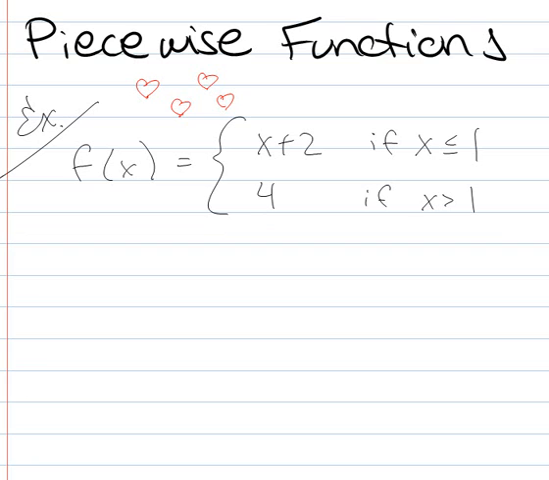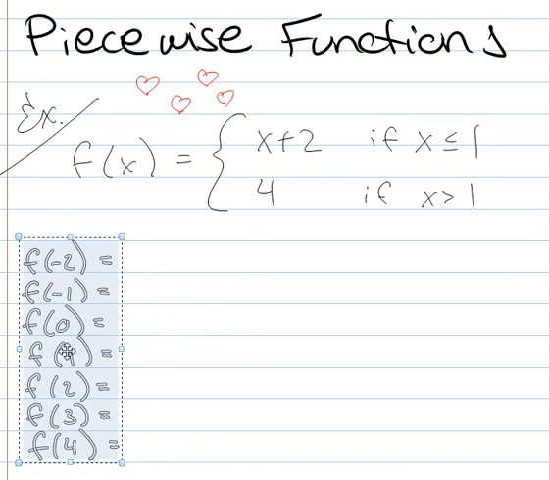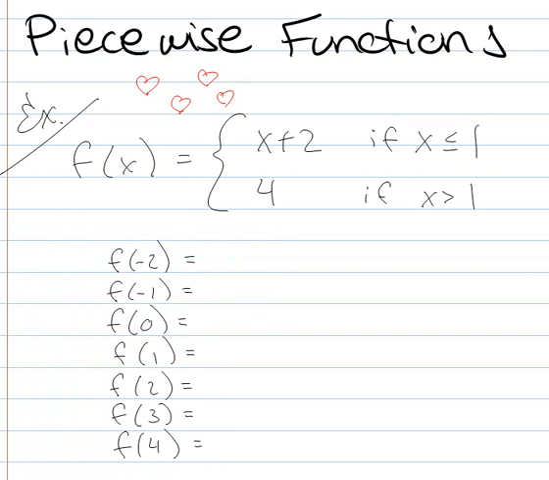All right, so let's try to figure out what all these various things are. Let's try f of -2, f of -1, f of 0, f of 1, f of 2, f of 3, and f of 4. And that's because I'm crazy. Okay? And I'm going to move these over a little bit because I do want a little room to mess around. Okay. So let's take a look.